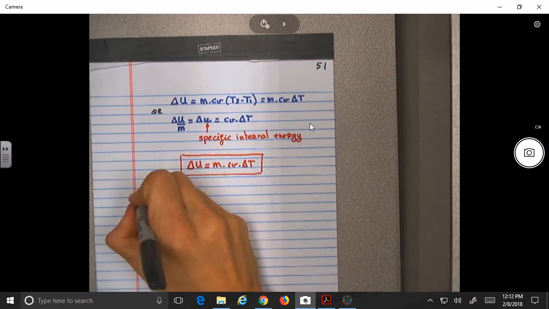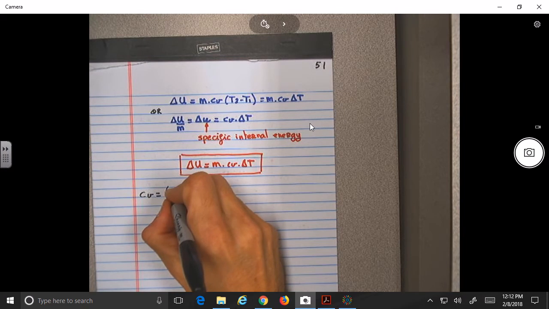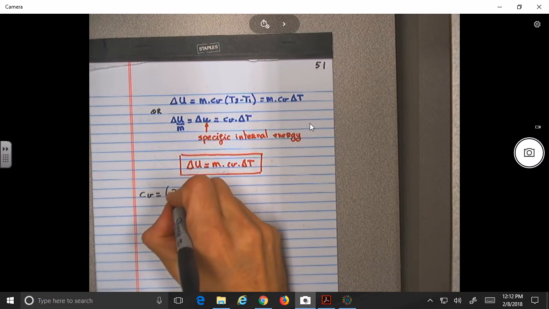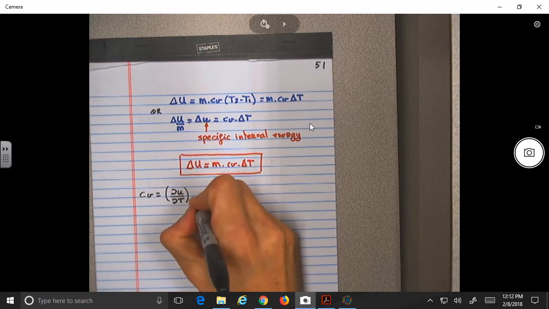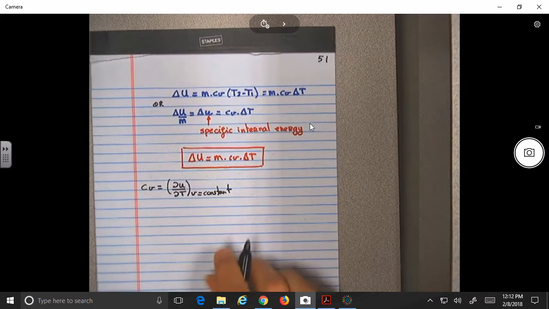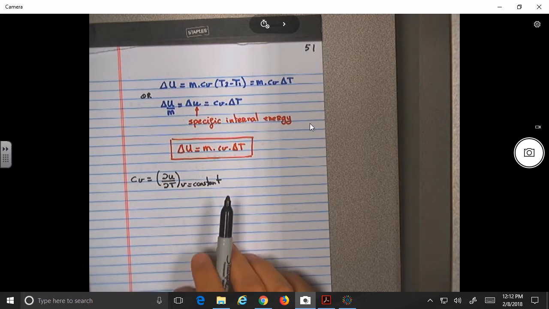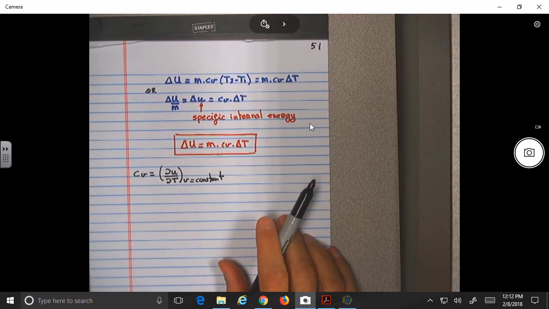Let me just write over here. CV is also equal to the partial derivative of U with respect to T at constant volume. This is not important for this class, but if you go to a higher class, it's from the Maxwell relations, you get them all the same way, which is by taking the partial derivatives.